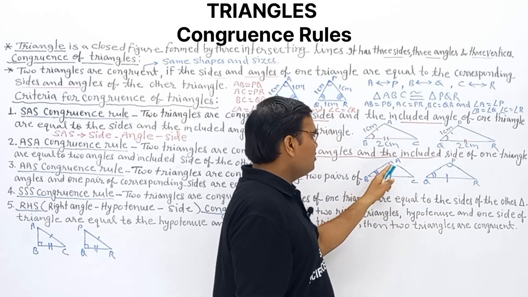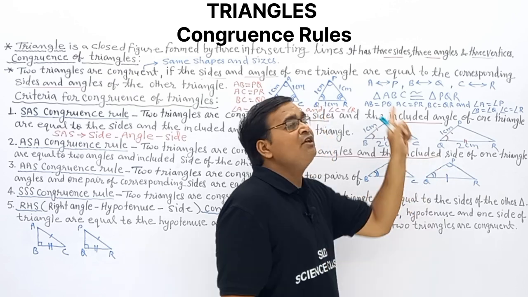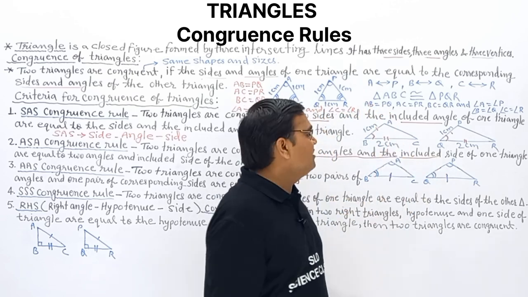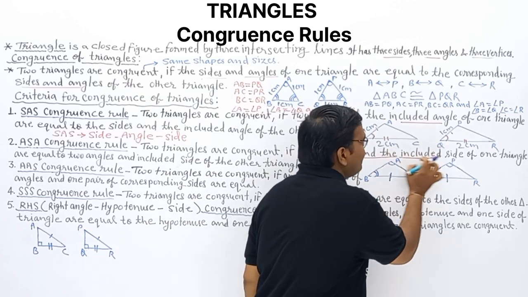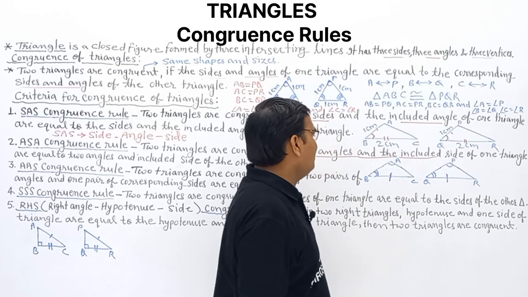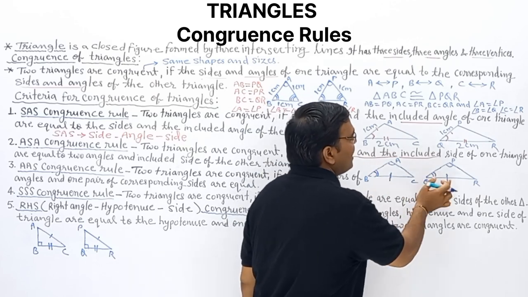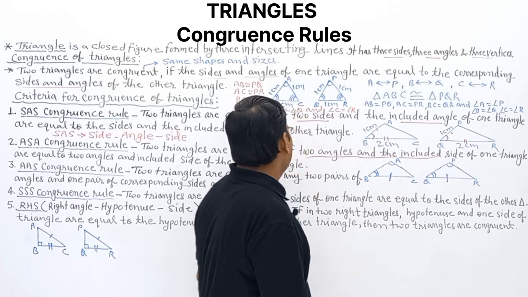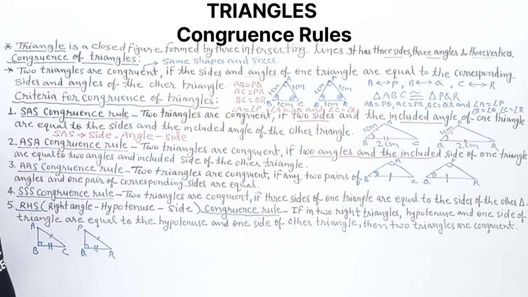Any two angles, this angle equal to this one, this angle equal to this one, and any one side, not necessarily the included side. If two angles of one triangle and any one side are equal to the corresponding two angles and side of the other triangle, then we can say what? Angle side congruence rule. Clear?